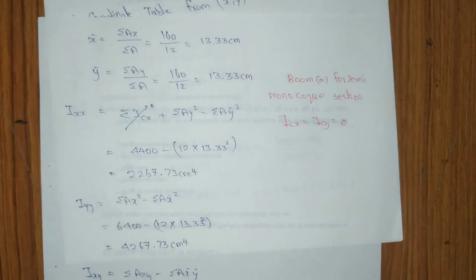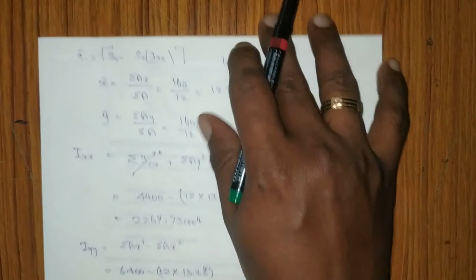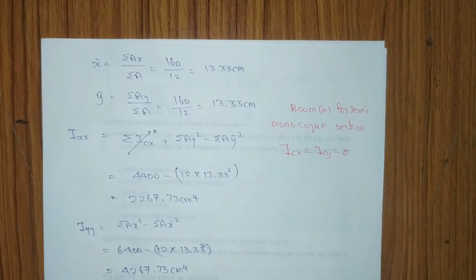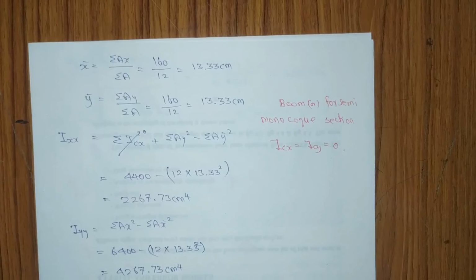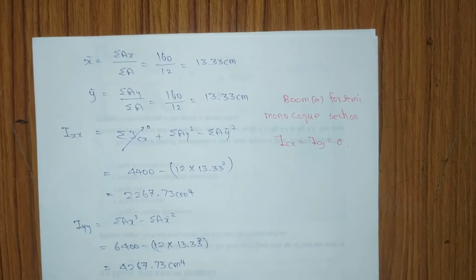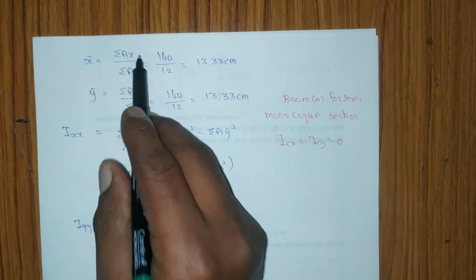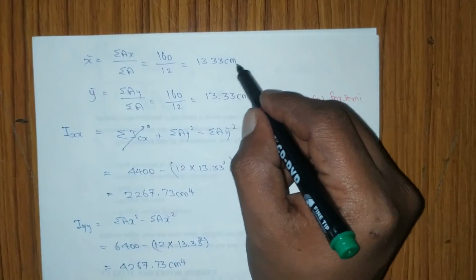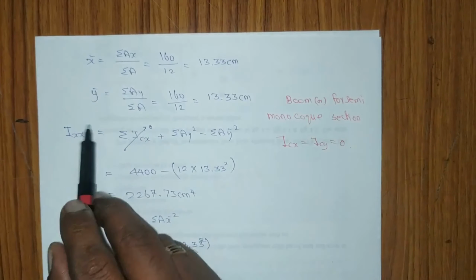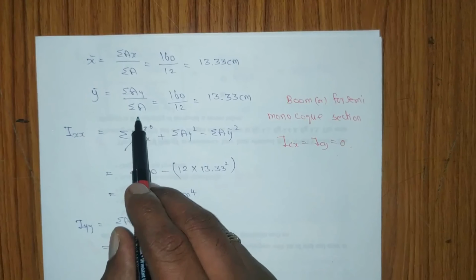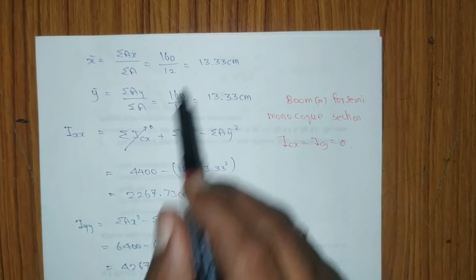Now we are going to find the x bar and y bar, the centroidal value of that open section, in which we cut a member and made it an open section. X bar and y bar, we know the formula: summation of AX divided by summation of A. We will get 13.33 centimeter, right? Similarly for y bar, summation of AY divided by summation of A, you are getting 13.33. We already know this.